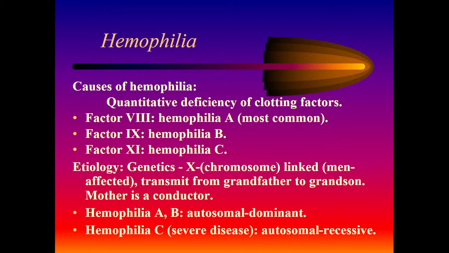Etiology: it's genetic. X chromosome linked, men are affected, transmitted from grandfather to grandson. The mother is a carrier. Hemophilia A and B are an X-linked type of genetic transfer. Hemophilia C, a severe disease, is autosomal recessive.